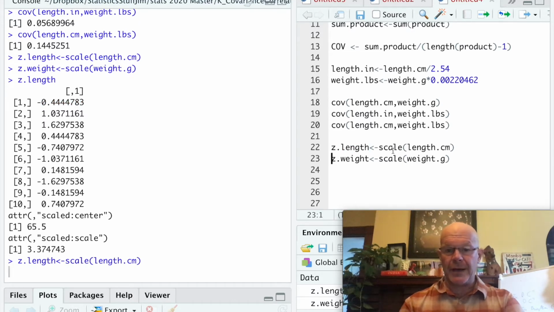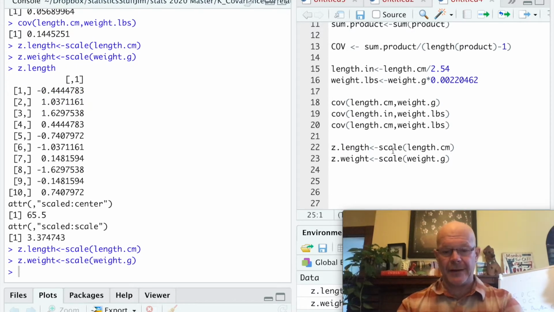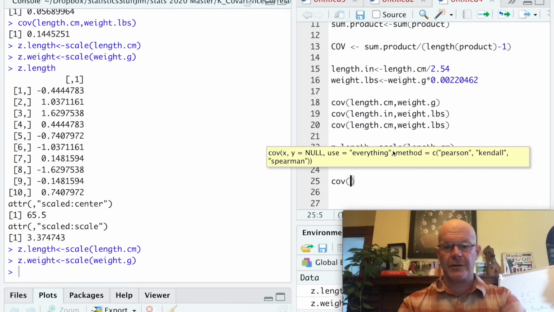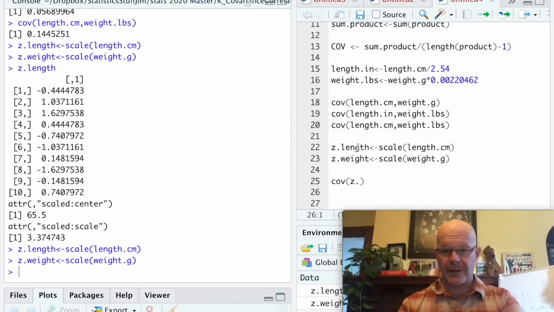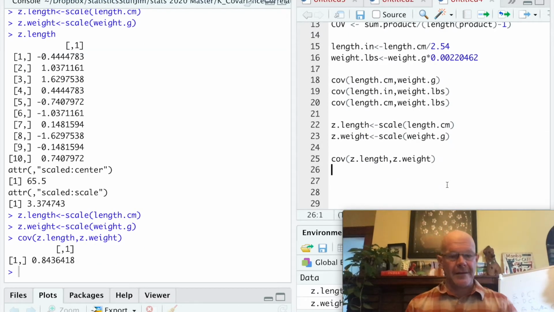So let's see, we got that, and let's go ahead and use that cov function. As soon as I get my stuff together here, copy, paste. So now we'll do the covariance on that. And now that's our standardized covariance.